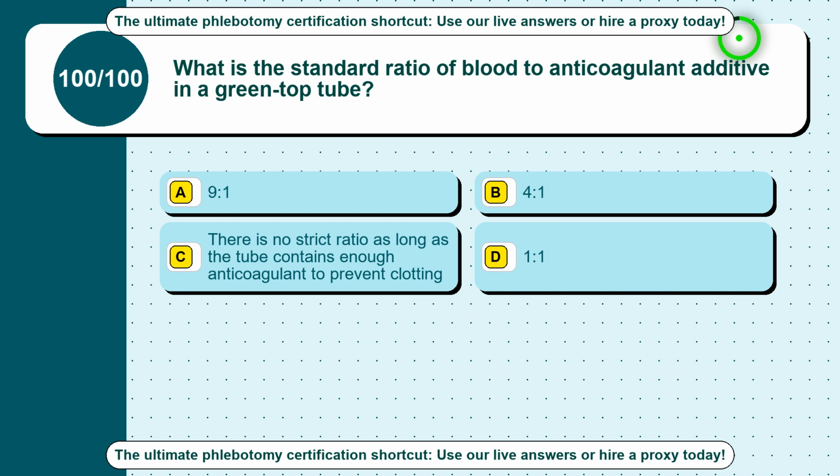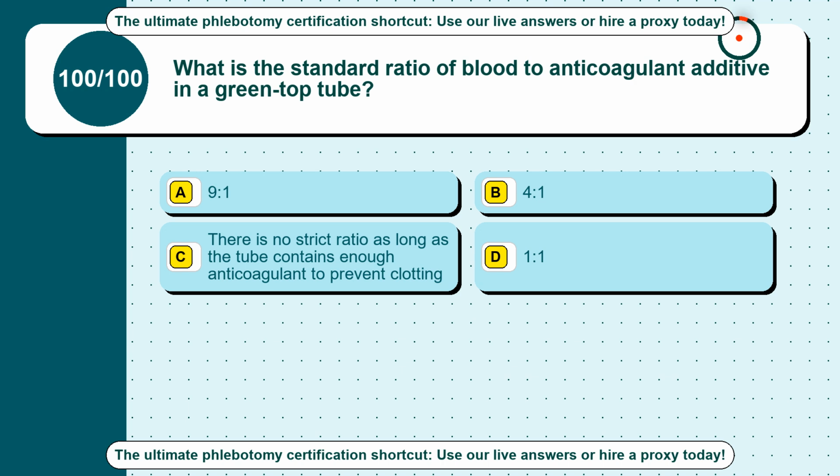Question 100. What is the standard ratio of blood to anticoagulant additive in a green top tube? Option A, 9:1. Option B, 4:1. Option C, there is no strict ratio as long as the tube contains enough anticoagulant to prevent clotting.